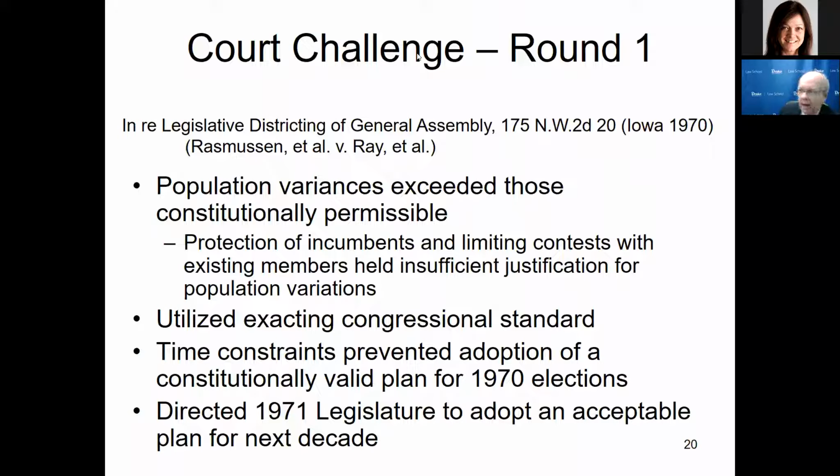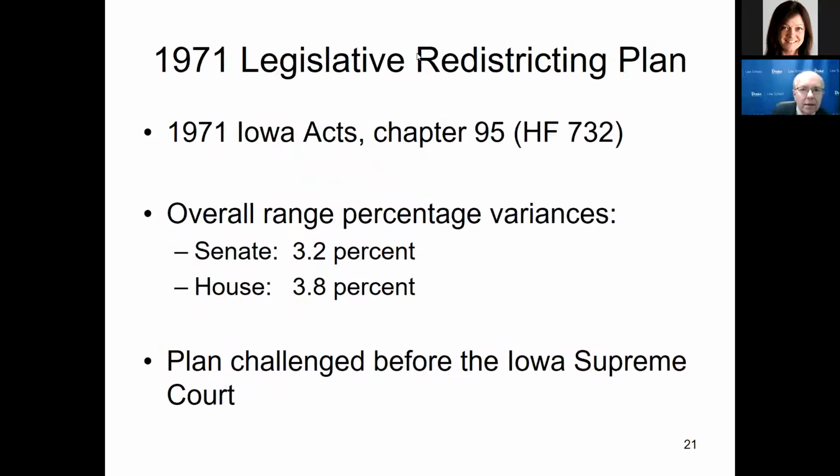The court did decide on a split decision that time constraints prevented the adoption of a constitutionally valid plan for the 1970 elections, and therefore allowed the plan to be used for just that General Assembly. The court did, however, direct the legislature in 1971 to adopt an acceptable plan for the next decade. Of course, in 1971, following the 1970 census, the Iowa General Assembly, using the more traditional approach to redistricting, adopted its own legislative redistricting plan.